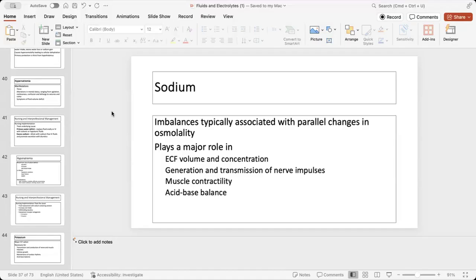What are some signs and symptoms of hypo and hypernatremia? My little mantra: seizure, coma, death, right? It has a strain on the brain, so we need to definitely monitor cognition, okay? Changes in level of consciousness.